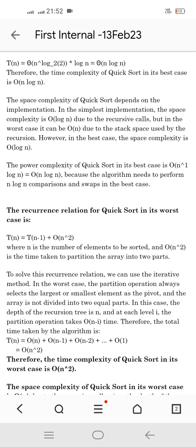The recurrence relation for quicksort in its worst case is given by T(n) = T(n-1) + O(n^2).